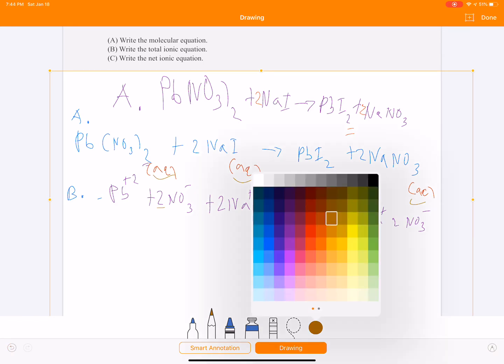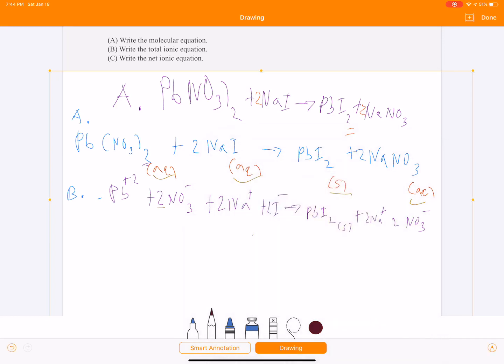Now the next thing to identify before writing the net ionic is to identify any spectator ions. A spectator ion is an ion that is the same on both sides, so consequently it cancels out, and it's basically a spectator to the reaction. It's just watching it happen. It's not really contributing anything important because it cancels out on both sides.